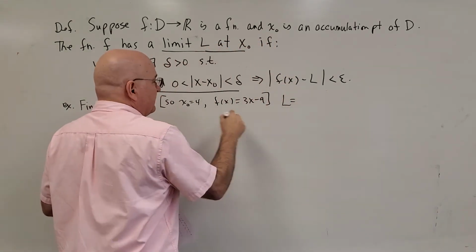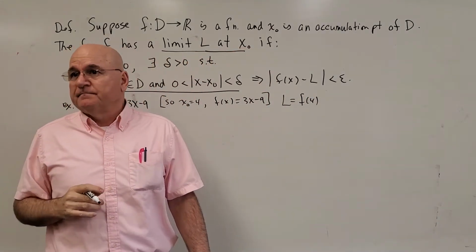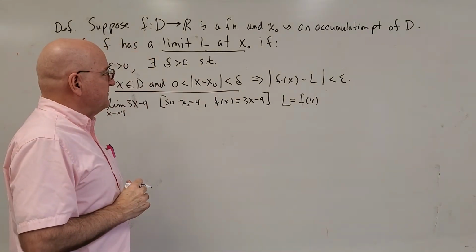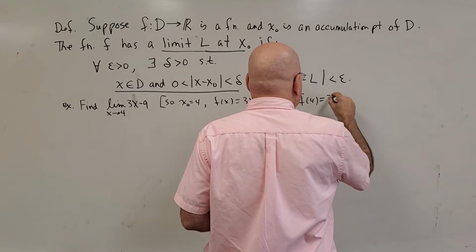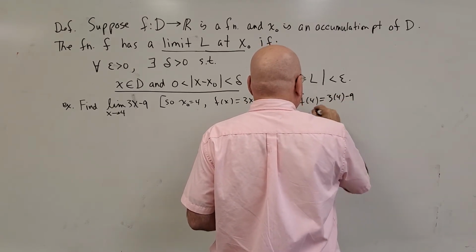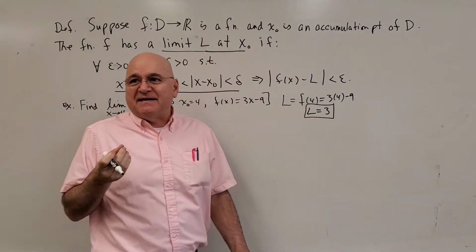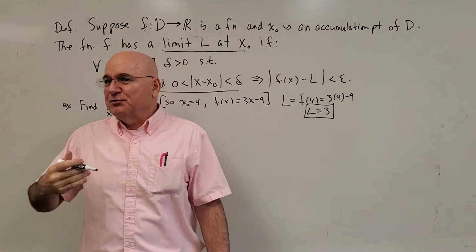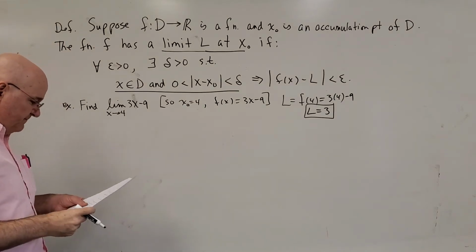Well, if x is going to 4, we're just going to take f of 4 as the limit, because it's a continuous function. Hopefully you remember that from calculus. And what is f of 4? It would be 3 times 4 minus 9, 12 minus 9. So L is 3. If you don't know the limit, or if you can't guess it, then you can't prove that the limit exists using the definition.